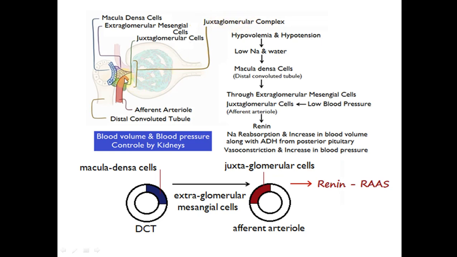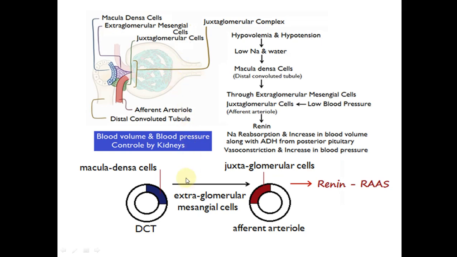Now, this complex contains in the distal convoluted tubule the macula densa cells. And these macula densa cells signal and communicate with the juxtaglomerular cells that are situated in the afferent arteriole. In between the macula densa cells and juxtaglomerular cells, there are cells known as the extraglomerular mesangial cells, which act as a communication between these two structures.